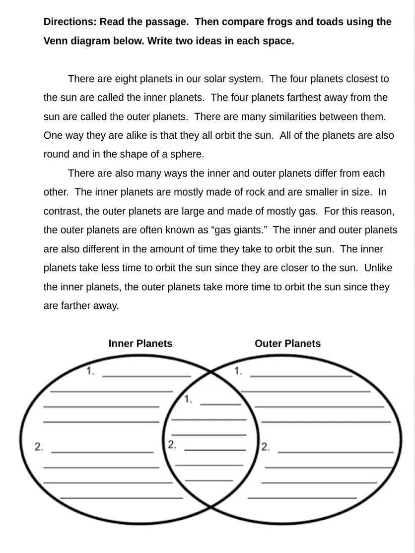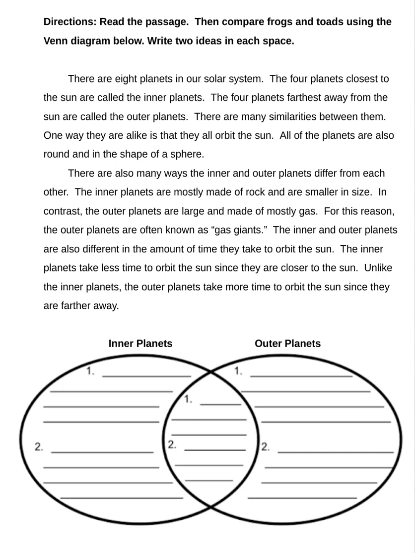There are many similarities between them. One way they are alike is that they all orbit the sun. All of the planets are also round and in the shape of a sphere. There are also many ways the inner and outer planets differ from each other. The inner planets are mostly made of rock and are smaller in size. In contrast, the outer planets are large and made of mostly gas. For this reason, the outer planets are often known as gas giants.